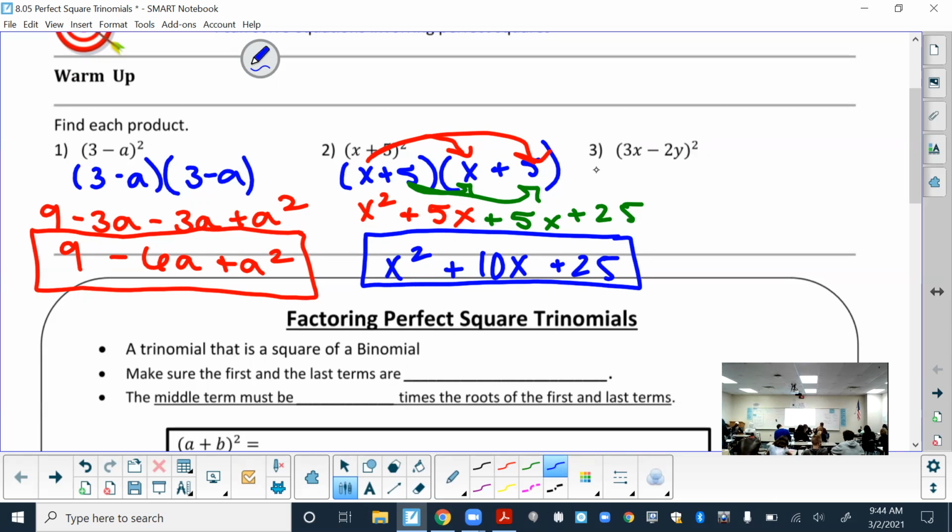All right, the last one. This would be something that you would probably get after doing slide and divide, but still we expand it just like we did the other ones. 3x minus 2y times 3x minus 2y. This time we'll FOIL. What's 3x times 3x?